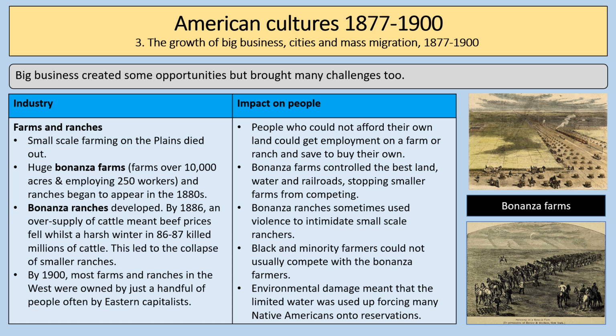So in terms of the impact on people, they could not afford their own land, they couldn't get employment on a farm or ranch, and they couldn't save to buy their own land. Bonanza farms tended to control the best land, the water, the railroads, and stopped smaller farms from competing. Bonanza ranches sometimes used violence to intimidate small-scale ranchers. Black and minority farmers could not usually compete with the bonanza farmers, and environmental damage meant that the limited water was used up, forcing many Native Americans onto reservations.